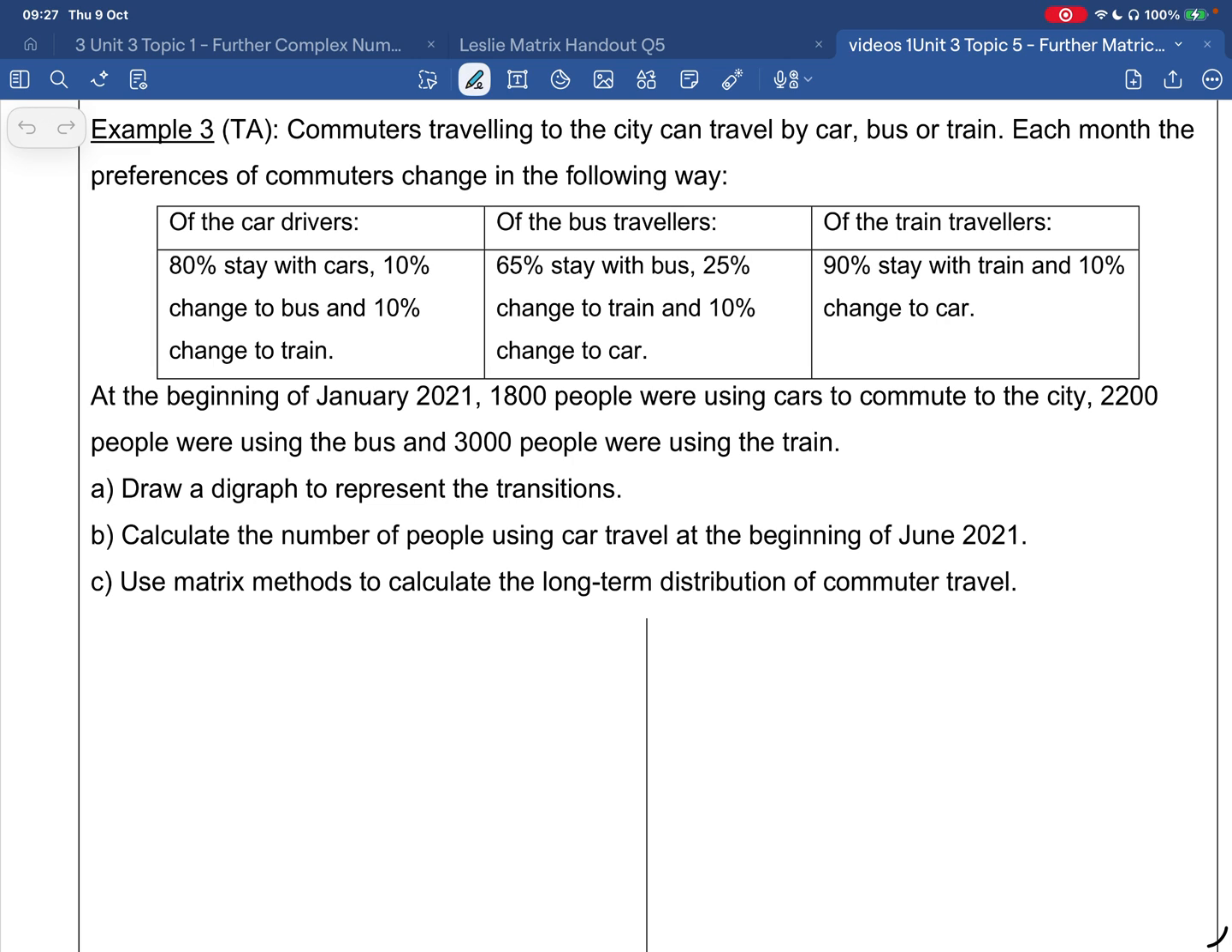At the beginning of January, now we need to think about our timing with these as well. So the beginning of January 2021, 1,800 people were using cars, 2,200 were using a bus, and 3,000 were using the train. And they want us to draw a diagram to represent the transitions.